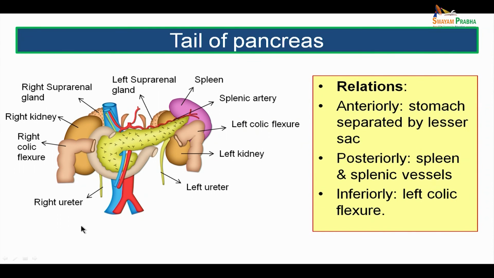The relations of the tail of pancreas. Anteriorly, the tail of pancreas is related to the stomach, separated by the lesser sac, while posteriorly the tail is related to the spleen and the splenic vessels, and inferiorly it is related to the left colic flexure. The same is shown here in the picture. The tail related posteriorly to the spleen and the splenic vessels and inferiorly to the left colic flexure.